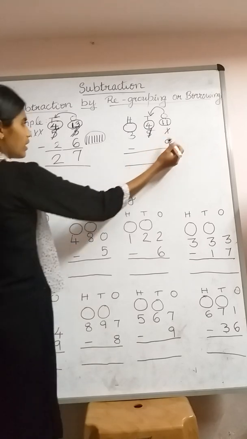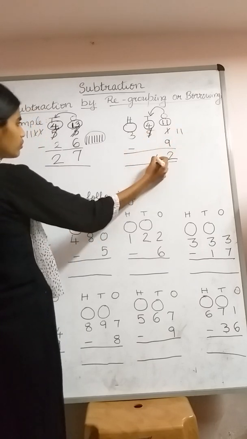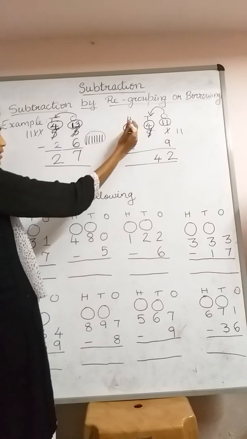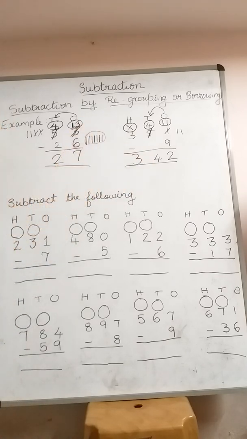So 9 to 11 you count 9, 10, 11, 2 lines. Here 4 lines. So is there anything to borrow or carry? Nothing. So you can just strike this circle out and you can write 3. Okay. This is the way where you subtract the given numbers. Fine. Let's solve the exercise.